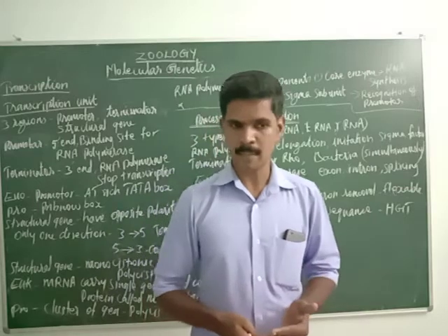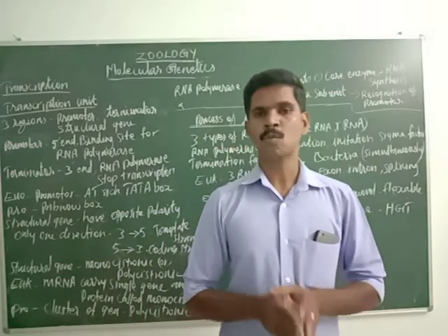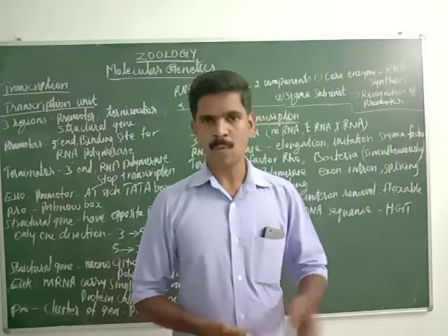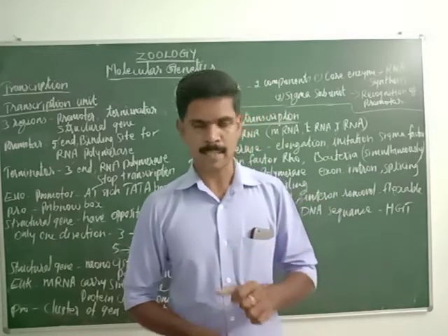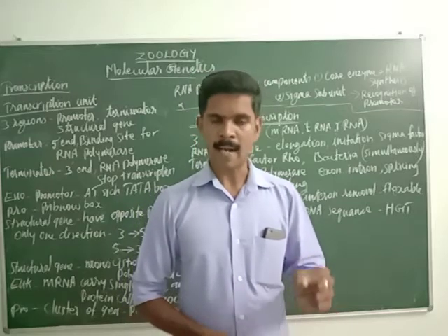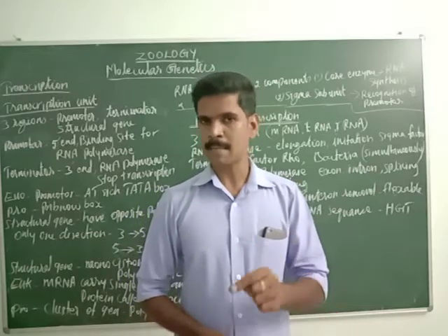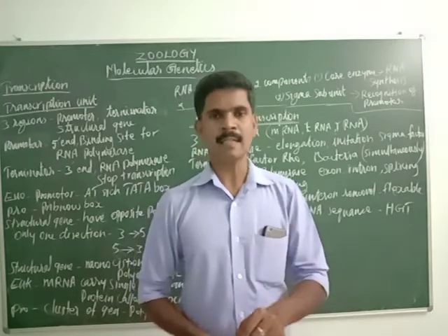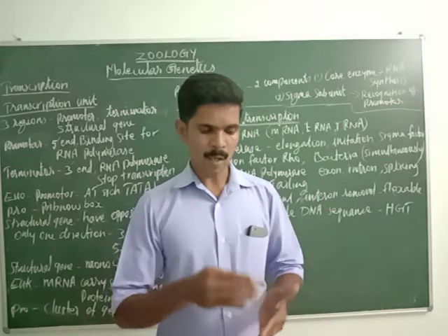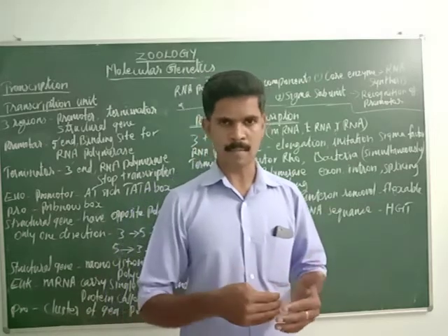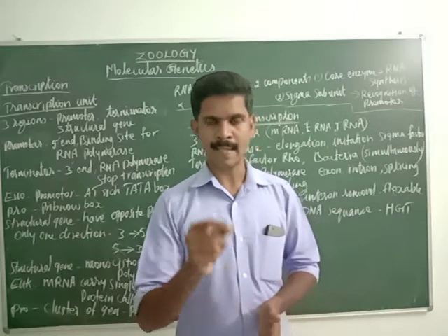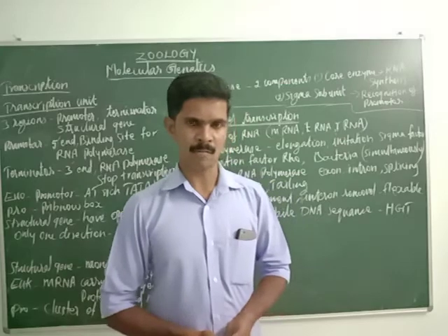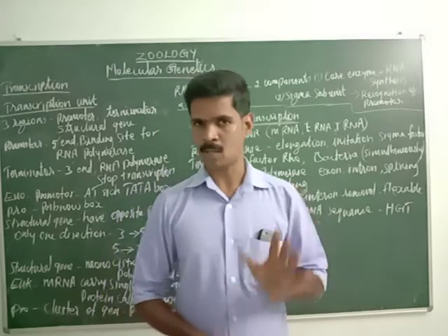So once again I repeat this point. In hnRNA, two more additional processes also take place during the transcription. One is called capping and the second one is called tailing. Capping means adding of methyl guanosine triphosphate at 5' and tailing means adding of adenylate at 3'. After the completion of these two processes, capping and tailing, the hnRNA is now called mRNA. Hope you all understood this point.